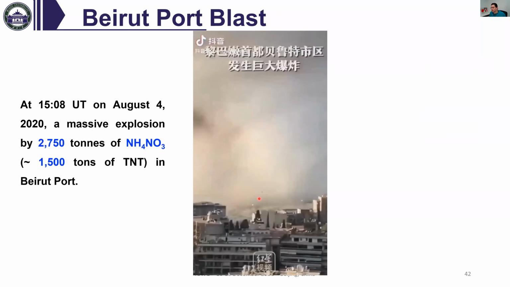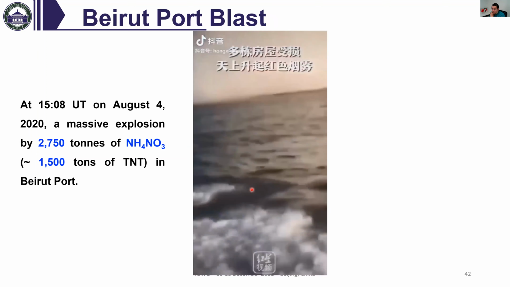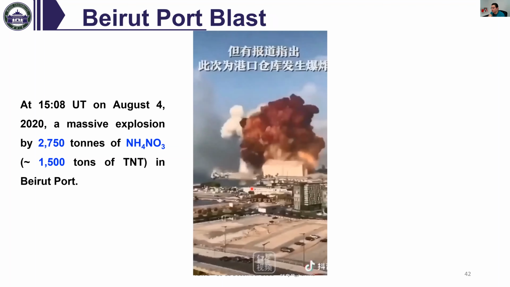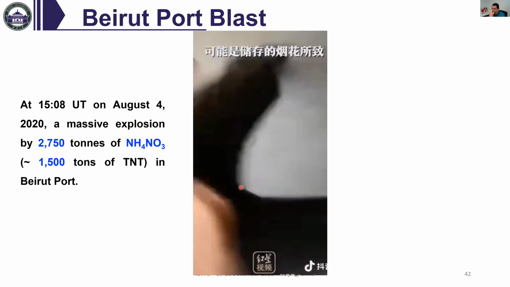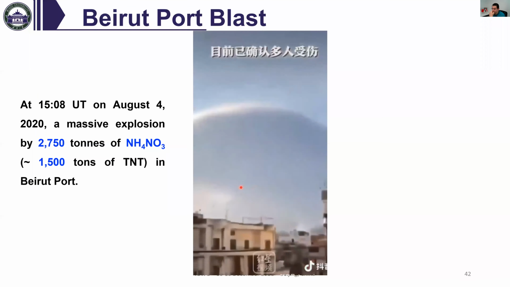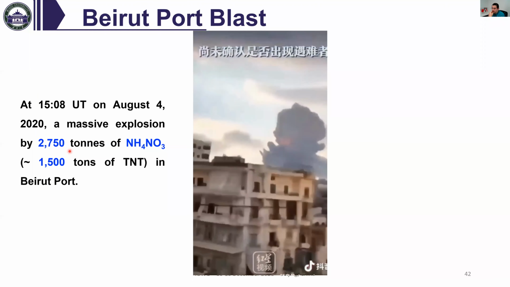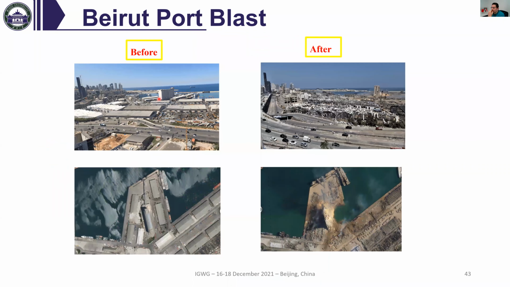Here we can see a video showing the Beirut explosion. It was a severe explosion. It resulted from the explosion of about 3,000 tons of ammonium nitrate, and this is equivalent to 1,500 tons of TNT. To see the effect, on the left-hand side we can see before the explosion and after the explosion, what happened to the port.